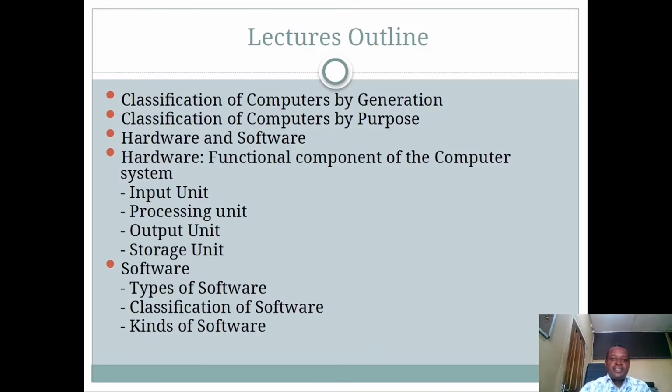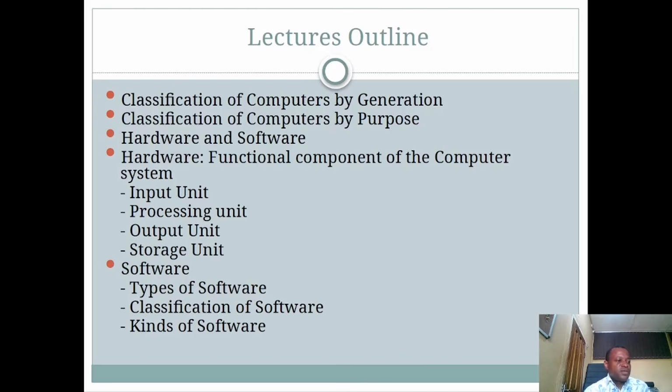This is the second lecture in the series of the online lectures that we shall be having, and the course code is COS 101, and the course title is Introduction to Computing Science.